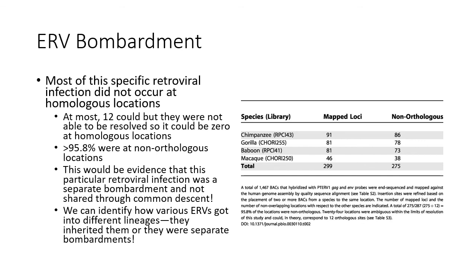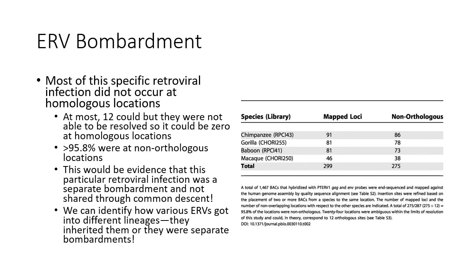And so this is what it would look like if ERVs were the result of a separate bombardment. So this is what it would look like if ERVs did not get in the spot that they were through common ancestry, but instead basically less than 5% at best could be in orthologous locations. That's basically the power of what this particular result shows. So basically, we can identify how ERVs got into different lineages. If they're in non-orthologous locations, it was through some kind of separate species bombardment.